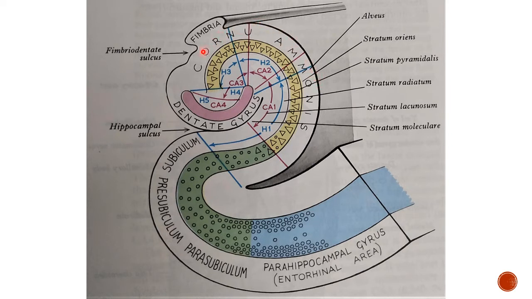Then at one corner, the alveus, which means the white matter of CA3 and the subiculum, converges and forms the fimbria, and then it forms the fornix. The efferent fibers of the hippocampal formation are present in the fornix. Then the fibers of the precommissural fornix.